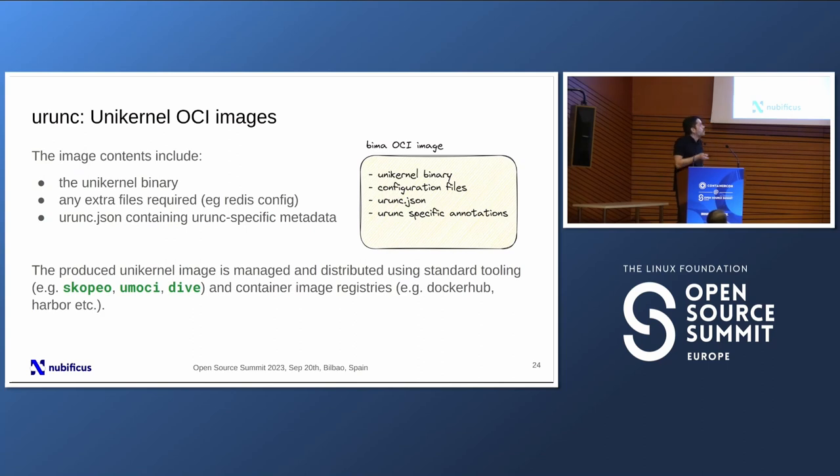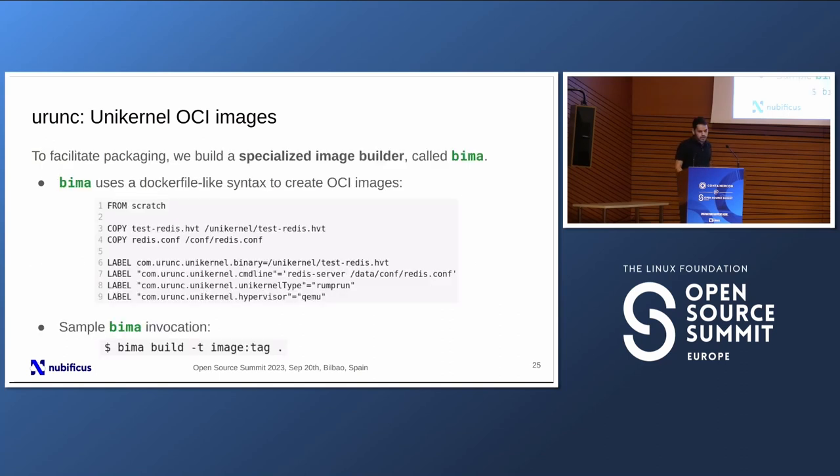So let's see how we imagine the OCI image of unikernels. The image includes the unikernel binary, any configuration files required, or HTML files, or whatever the application needs, and a urunc.json file containing any urunc-specific metadata. The produced images can be managed and distributed using any standard tooling we use for container images, like Skopeo, Dive, etc., and can be distributed using container image registries. To take a closer look, we have built a specialized image builder tool. We call it bima. Essentially, it just copies the binary and some extra files and provides some specific labels for urunc to run. This is how a sample invocation looks, and a sample container file.